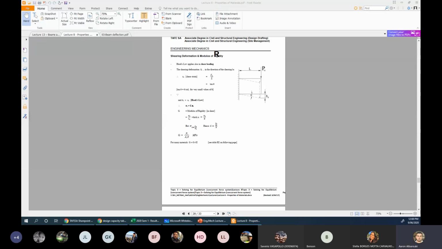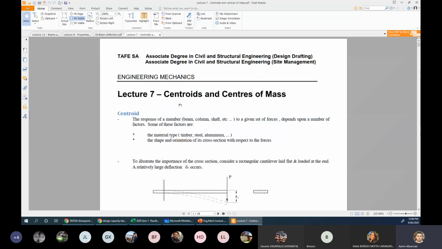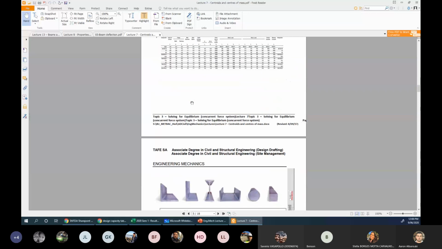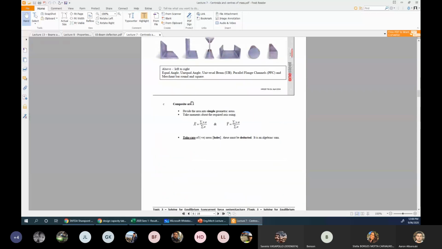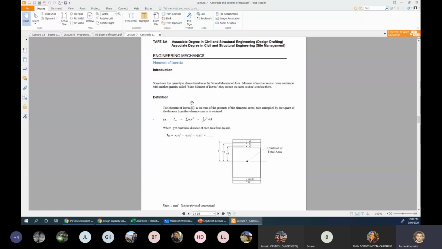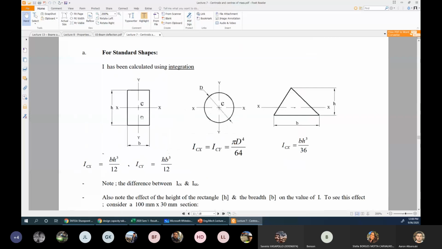You guys have the lecture notes, don't you? The centroid lecture. So I'm just looking at your lecture notebook: the centroid and center of gravity, center of mass. You've got 3 formulas there for calculating the centroid. These are the 3 formulas you've got there, guys, for moment of inertia.